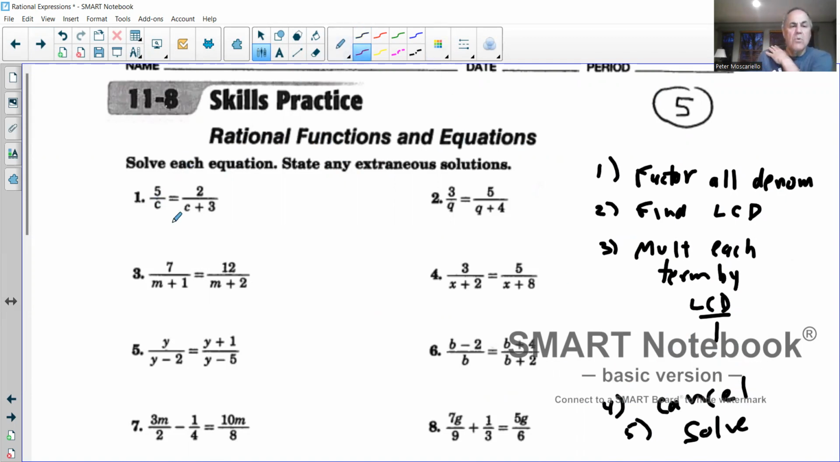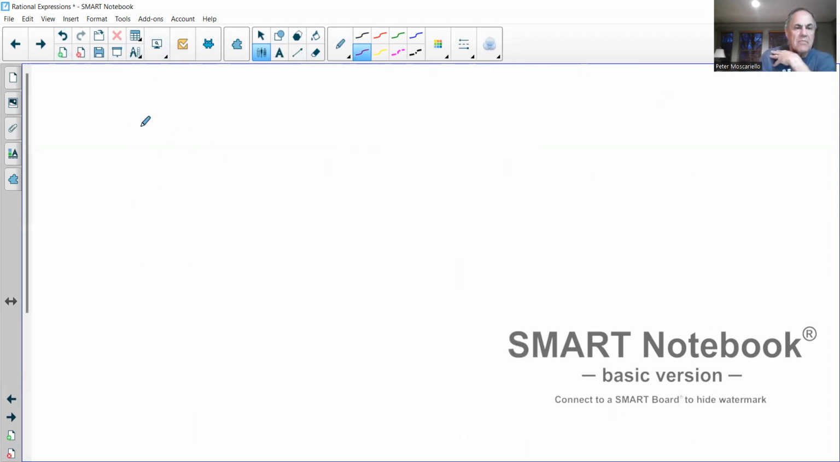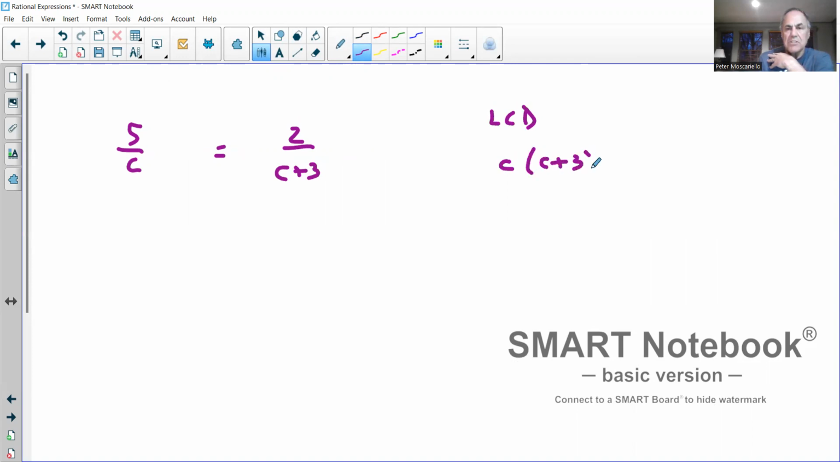So number 1, factor all denominators. C can't be factored. C plus 3 can't be factored. Find the LCD. As we said, C is a totally different animal than C plus 3. So our LCD, we need them both. We need C and C plus 3. I'm going to run out of room, so I'm going to go to the next page. 5 over C equals 2 over C plus 3. So our LCD is C times C plus 3.